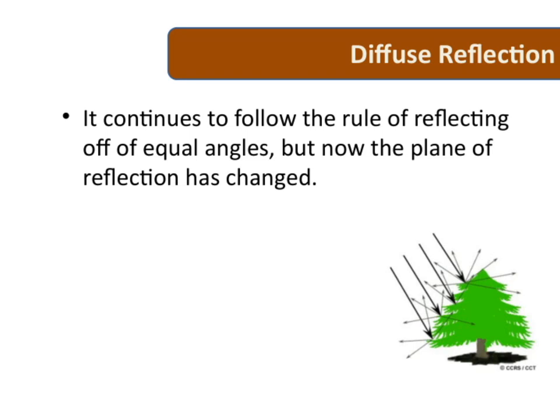Let's talk about diffuse reflection. It still follows the basic rule of reflecting off at equal angles, which means the angle of incidence equals the angle of reflection. However, what's different now is that the plane of reflection has changed. Instead of reflecting off a smooth, mirror-like surface, we're dealing with surfaces that are rough or uneven. This causes the light to scatter in many different directions, rather than bouncing straight back.